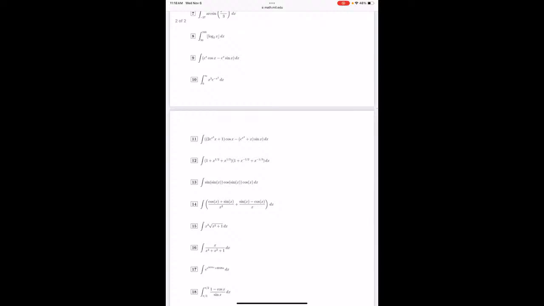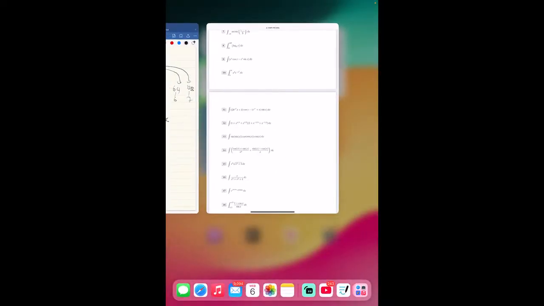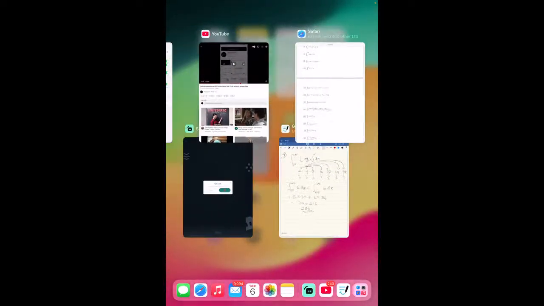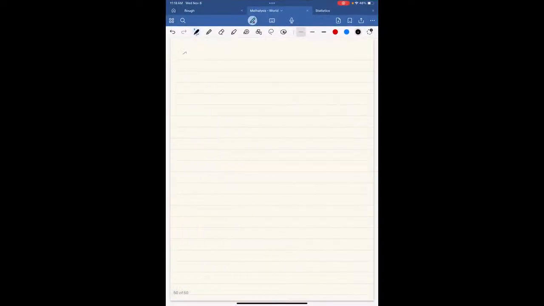Okay, let's go to the next one, which is e to the power x. Oh, this one is too easy. E to the power x cos x minus e to the power x sin x. You can just use the product rule over there, right? Again, number 9. Integral of e to the power x cos x minus e to the power x sin x dx.